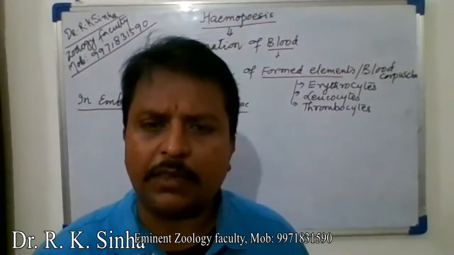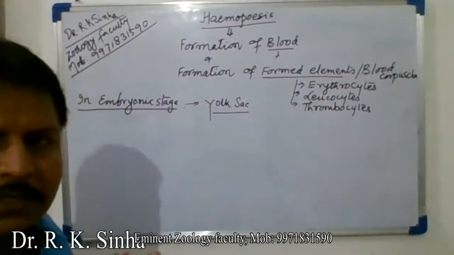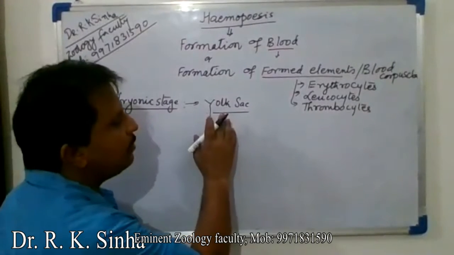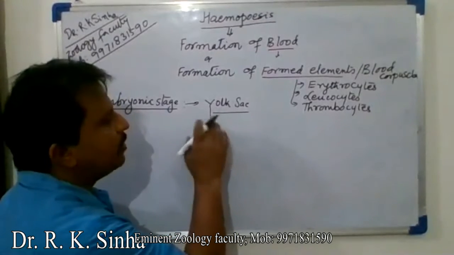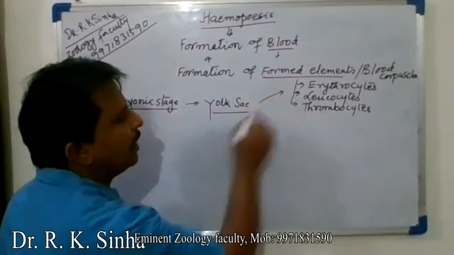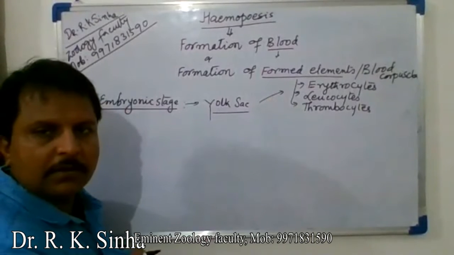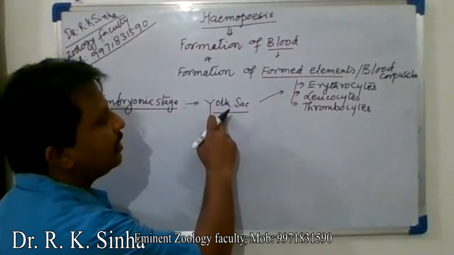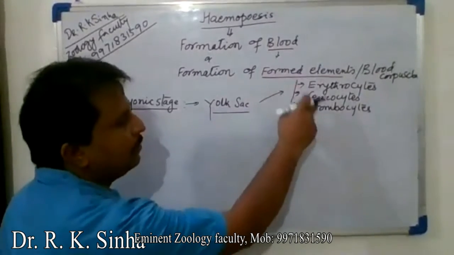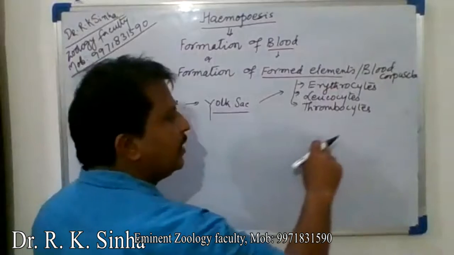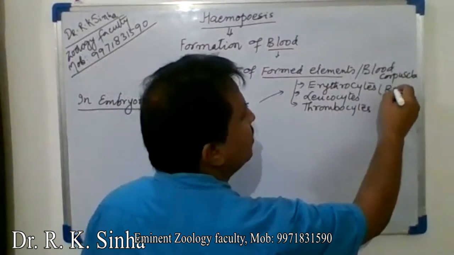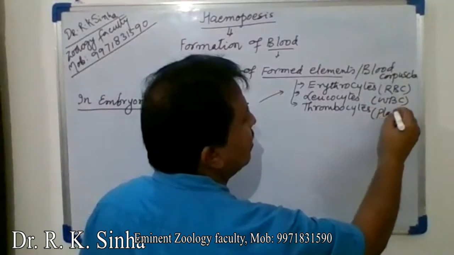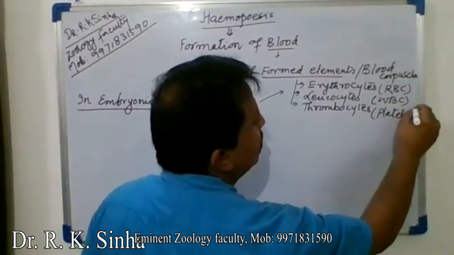This is a very specialized type of tissue, a specialized progenitor cell, which is responsible for the formation of all these formed elements. In the embryonic stage, the progenitor cells of the yolk sac are responsible for the formation of RBC, WBC, and blood platelets. This is RBC, this is WBC, and this is platelets.